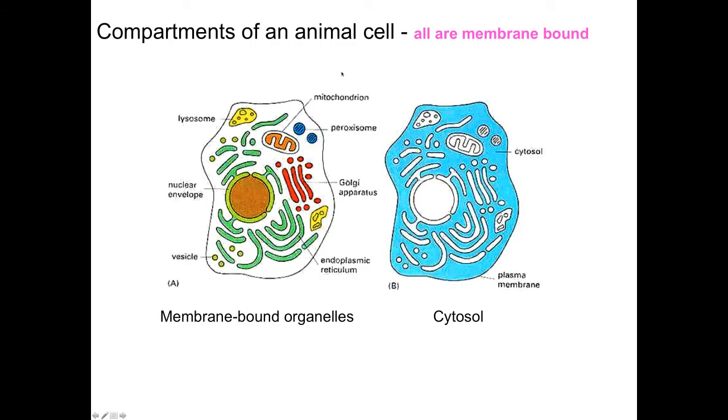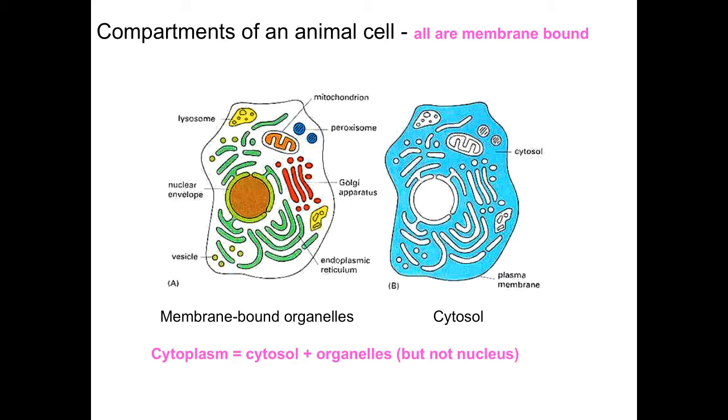Compartments of an animal cell. All the compartments tend to be membrane bound, so the cartoon just shows the membrane bound compartments like the nucleus, the ER, the Golgi, mitochondria, maybe lysosomes, peroxisomes, other inclusions, so all the membrane bound organelles. On this side we just show the cytosol shaded in blue.